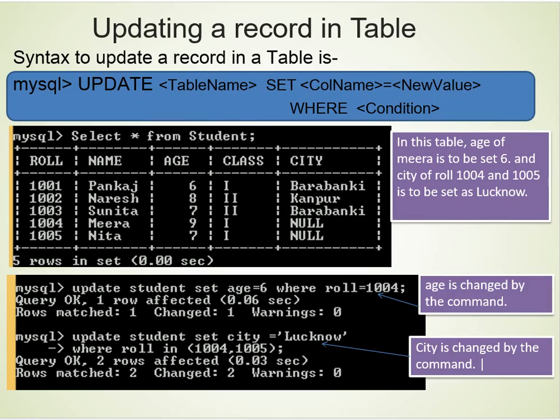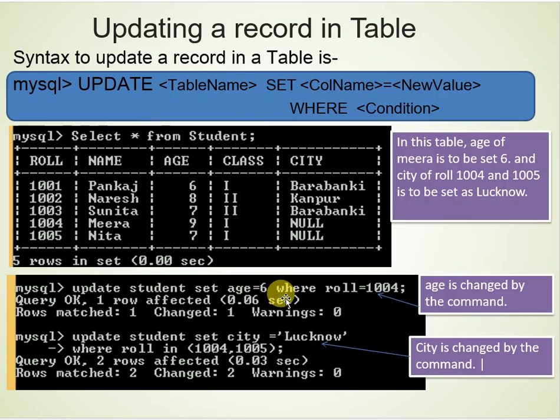So let me explain with examples so you can understand much better. See, first we have to display all the records. Select star from student. These are the record information. Now here we can update the age of that student. See, update is the command, and then student, the table name, set keyword, age is equal to 6. This is the new value.